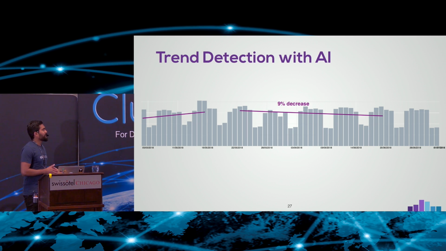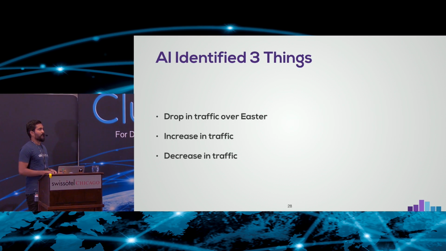But our AI actually detected that there was an increasing trend where the number of calls has been increasing, and there was a decreasing trend from the middle of May to the middle of June at 9%. So basically, there is a 9% decrease in the number of calls in your system. So what did we find out using the AI? We found that there was a drop in traffic during Easter, there was an increasing trend, and there was a decreasing trend.